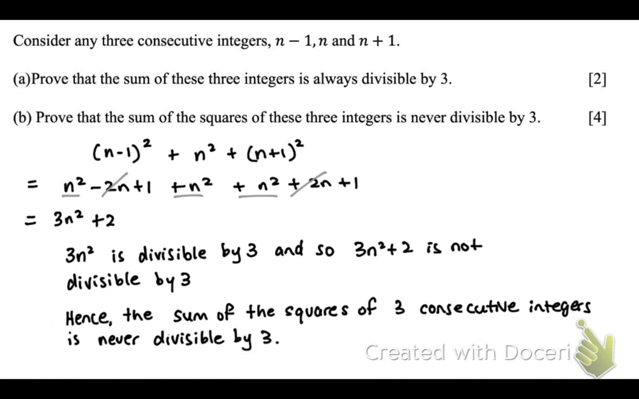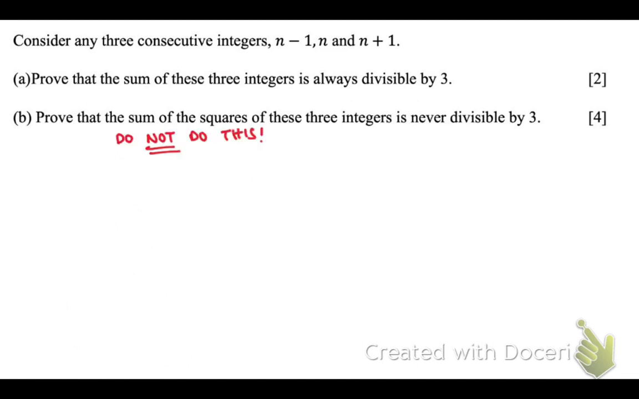What are we looking for here? There needs to be some attempt to expand either n minus 1 squared or n plus 1 squared. There has to be a correct expansion of those binomials. There's a second accuracy point for your final answer, a reasoning point for stating why 3n squared plus 2 is not divisible by 3. You need to state a final concluding answer in order to tidy up and clean up your proof. Here's a word of warning.